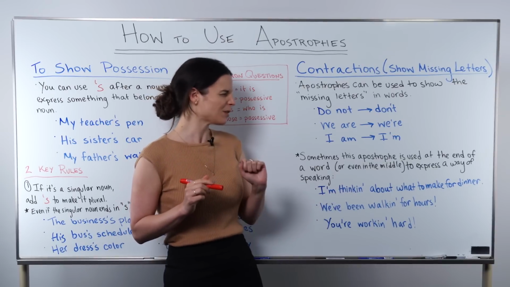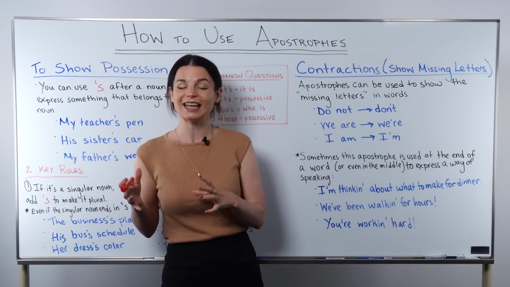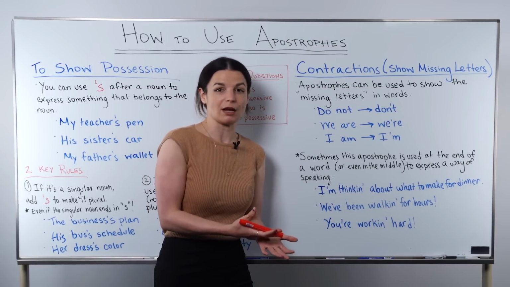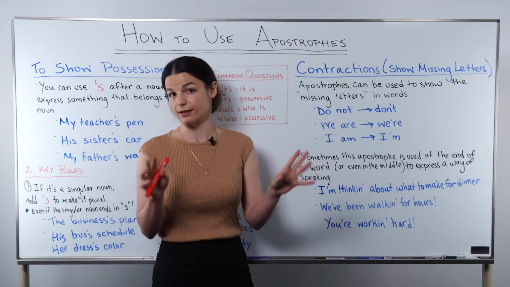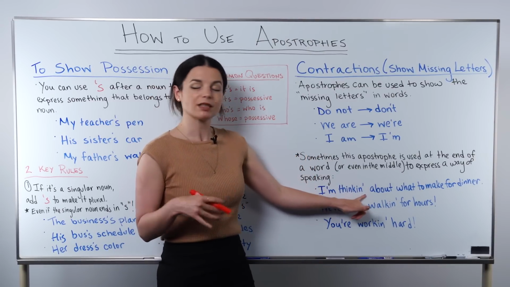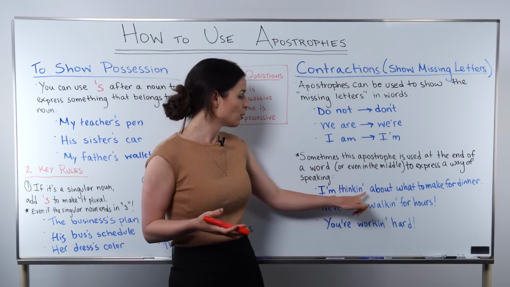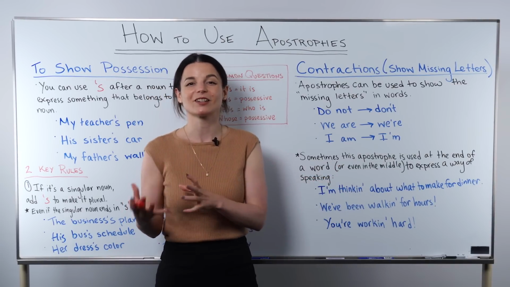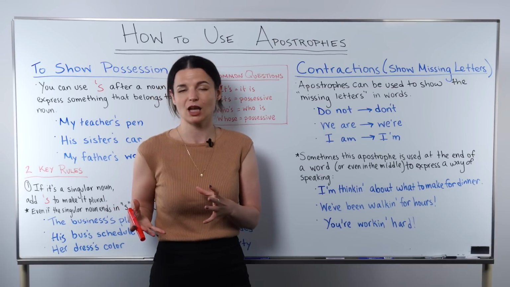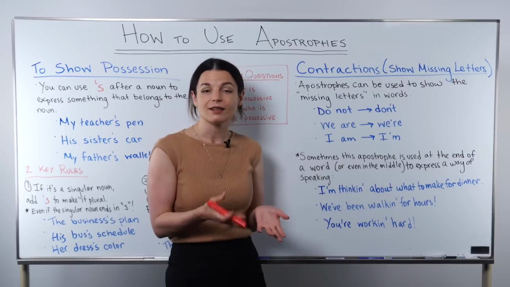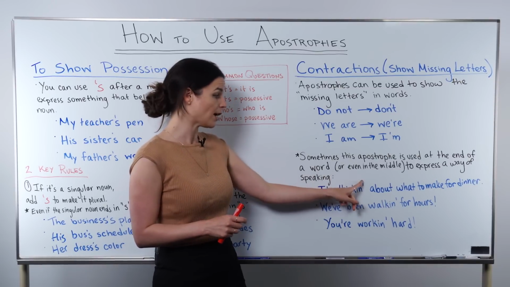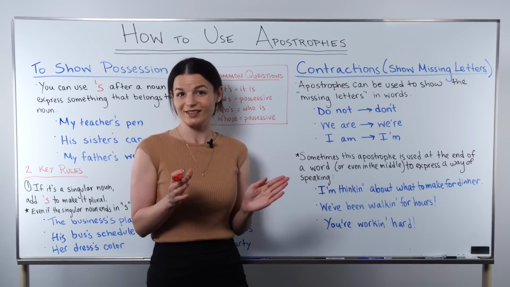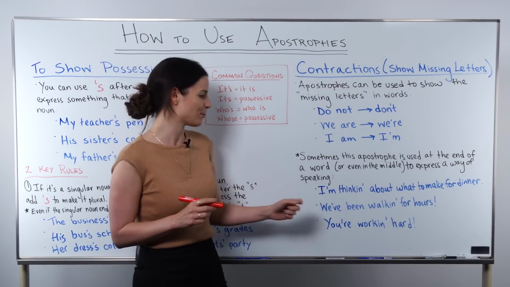So this thinkin' is a little bit different from thinking, right? I'm thinking about what to make for dinner would be the standard way to say this. But this thinkin' sounds a little bit more casual. People may choose to use this to express a certain casual level of speaking or to express a kind of accent, something like that. So that's what this apostrophe at the end of an ing verb means. It means that G sound is missing. Let's look at another example.